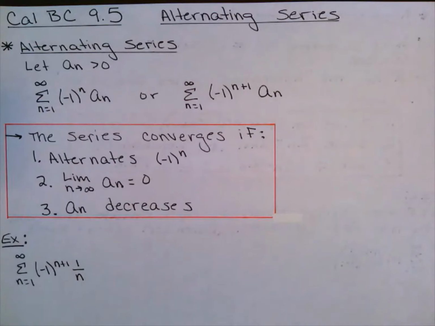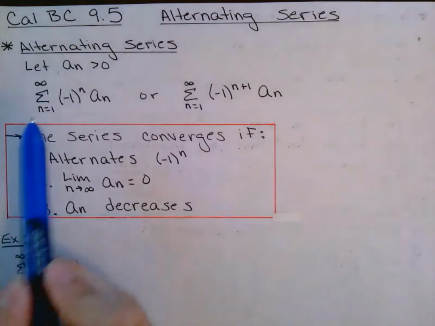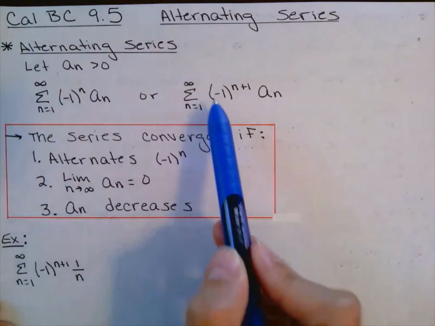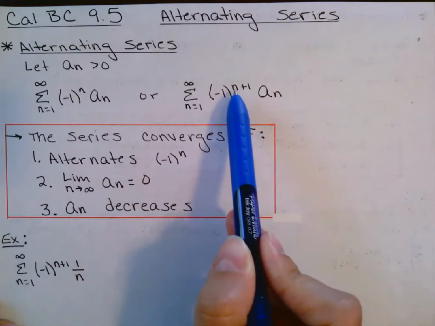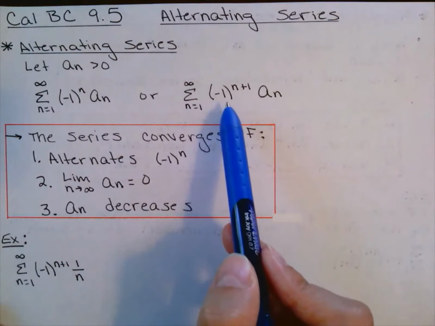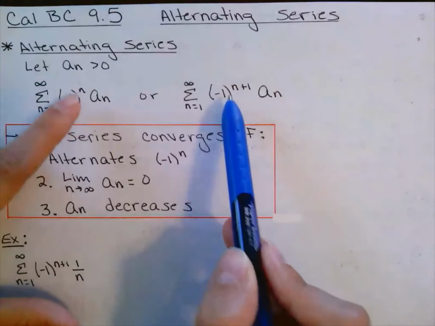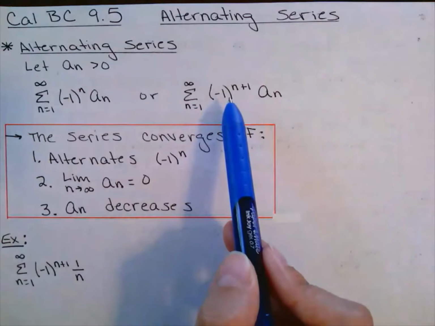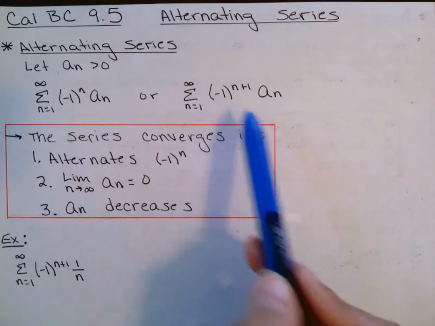Hey guys, this lesson is 9.5 from Calculus BC, and this is the test for alternating series. So in a previous video, we said that seeing this -1 raised to n or -1 raised to n plus 1 lets us know that our signs on each term are going to alternate, like positive, negative, negative, positive. This just determines whether we start with a negative or a positive, okay? So this one's really easy to spot.